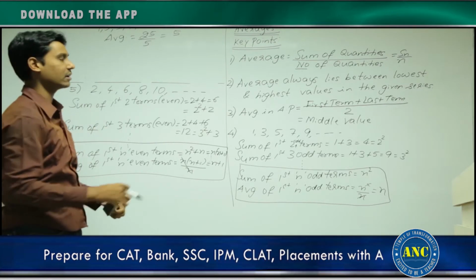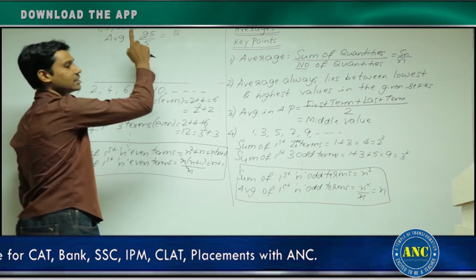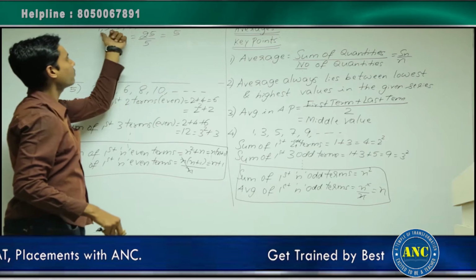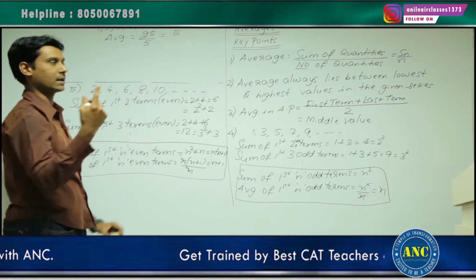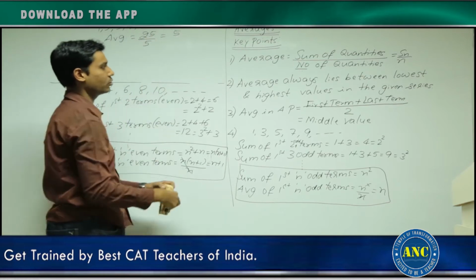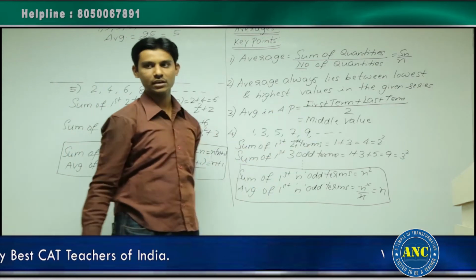The lowest value in the given series is 1. Highest value in the series is 9. Average is 5. Is 5 in between 1 and 9? Right? 5 is in between 1 and 9. That means average always lies between lowest and highest values in the given series. That is what I wrote in the second key point.